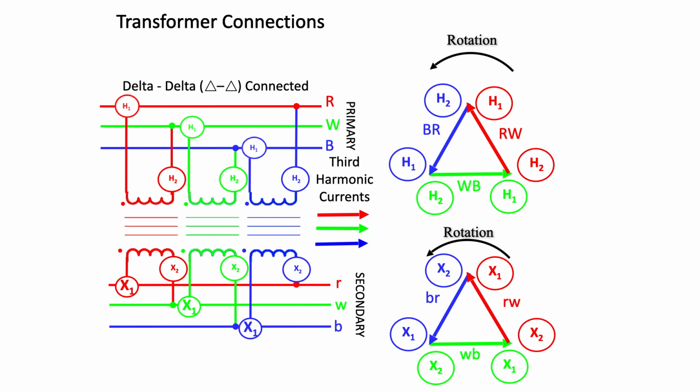No difficulty due to third harmonic circulating currents is encountered since the delta-connected windings provide a path for them. The third harmonic current vectors of each phase are in phase and will circulate in the delta as shown.